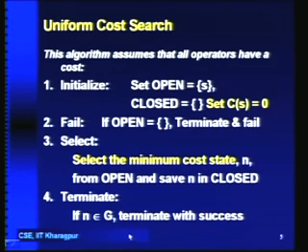Now see that we will pick up the minimum cost state n from open, and if that state is a goal, then only we terminate with success, right, because we are always picking up the minimum cost node from open, right. So this part is simple, only the selection from open is based on the minimum cost.